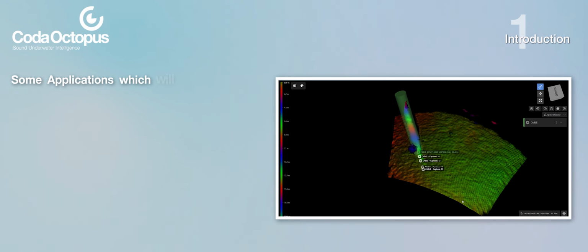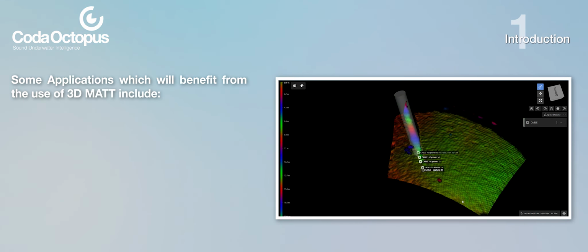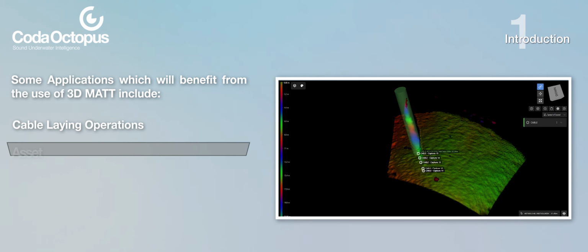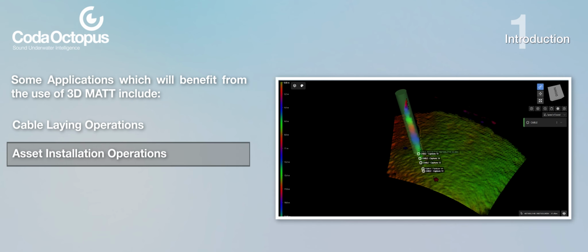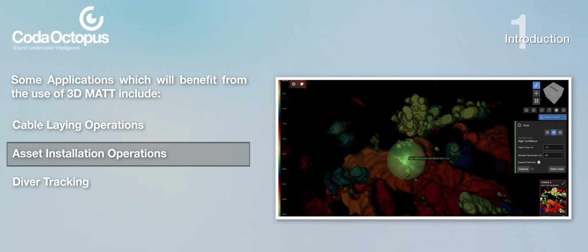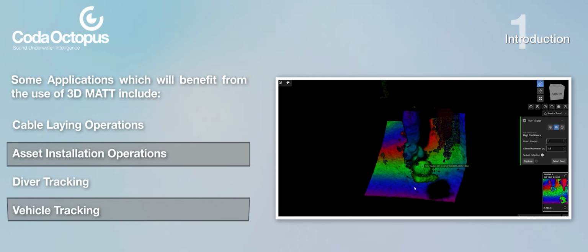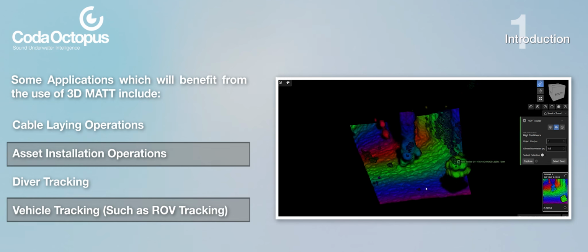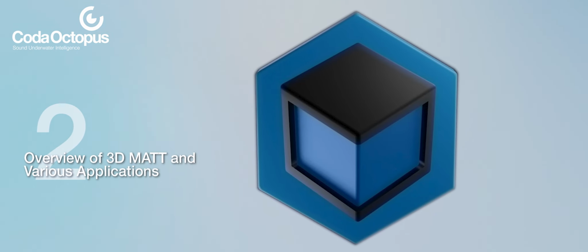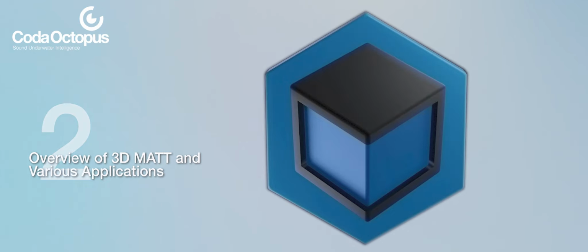Some applications which will benefit from the use of 3D MAT include cable laying operations, asset installation operations, diver tracking, and vehicle tracking such as ROV tracking. Overview of 3D MAT and various applications. Cable lay.